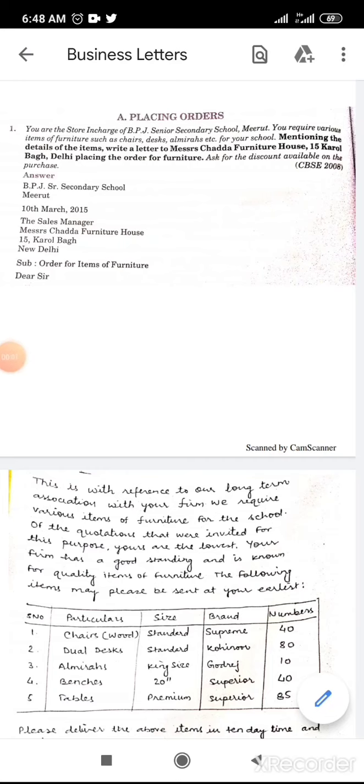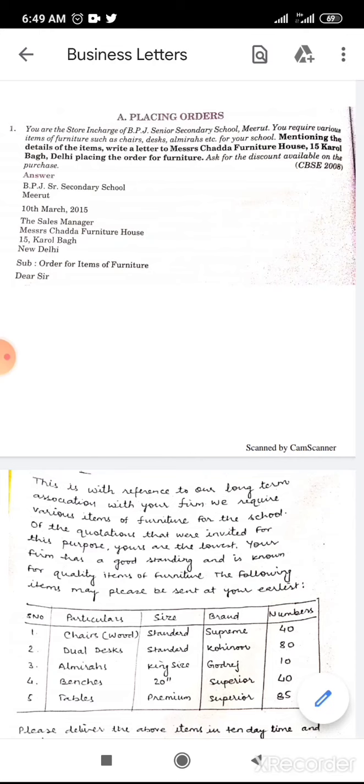So good morning to all, and today we are going to learn how a business letter is written. A business letter, as you all know, you have studied in class 11th, even in class 10th, and it is part of a formal letter, and it has a particular format in which it has to be written. So first of all, we have taken up a letter for placing orders.